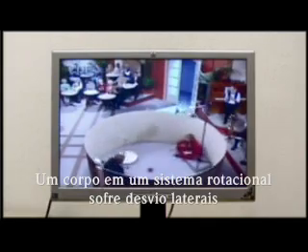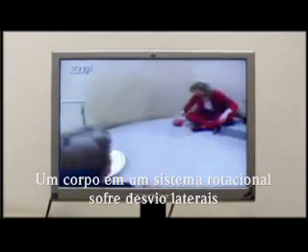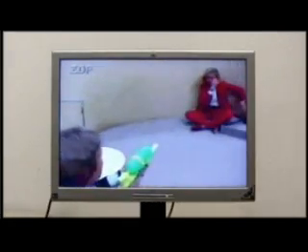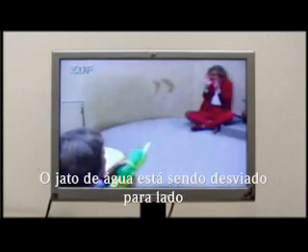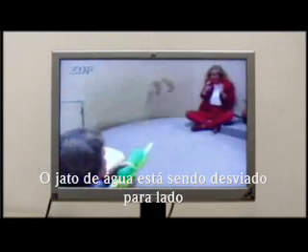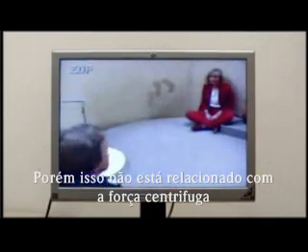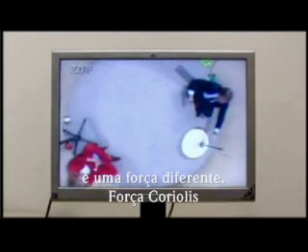A body in a rotating system experiences a sideways deflection. The stream of water is being deflected sideways, but that has nothing to do with a centrifugal force. It is a different force, the Coriolis force.